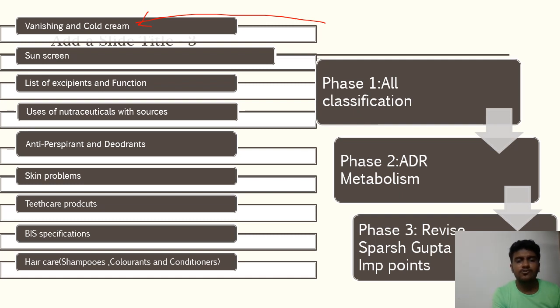Next up, you need to know the use of certain nutraceuticals and their sources, like spirulina, kava, alfalfa. You need to know the sources, and like spirulina is obtained from BGA, blue green algae. So you need to know the sources of the nutraceuticals as well.